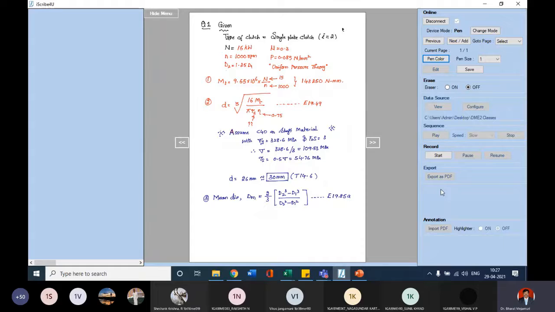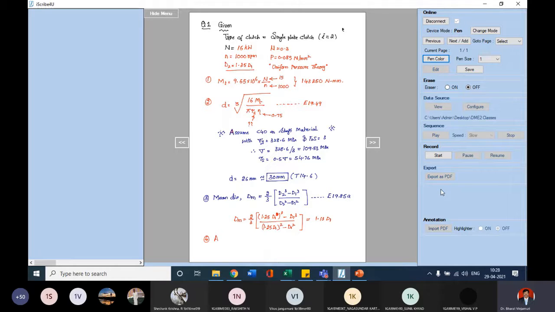Now when we are writing these values, substitute: d2 is equal to 1.25 d1. So substitute back: dm is equal to 2 by 3 times 1.25 d1 whole cube minus d1 cube divided by 1.25 d1 whole square minus d1 square. Can you tell me how many times d1 this will be? 1.13 d1. Yes, so I got the value as 1.13 d1. You have got your step number 3. Now step number 4.